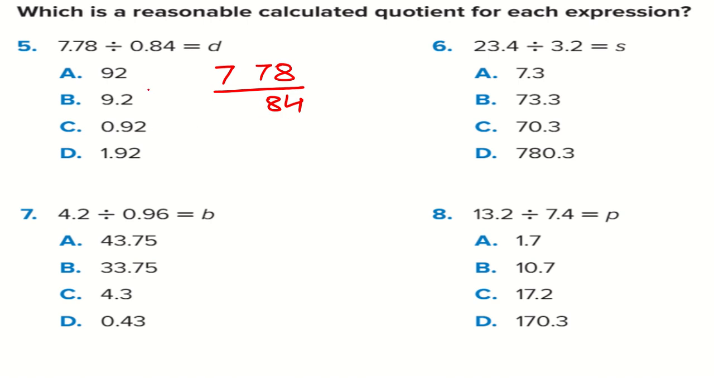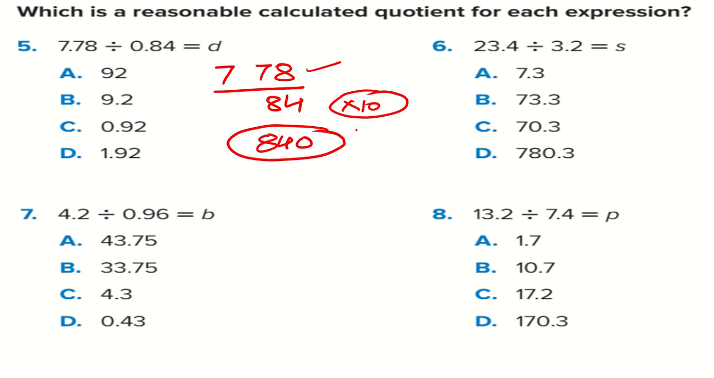So you can see here, if we multiply the denominator by 10, then it becomes 840, which will be bigger than the numerator. It means our answer will be smaller than 10. It will not be bigger than 10. It will be smaller than 10. So this answer is not possible, because it is much bigger than 92. Now this answer is not possible. Why? Because the actual answer is much smaller than 10.